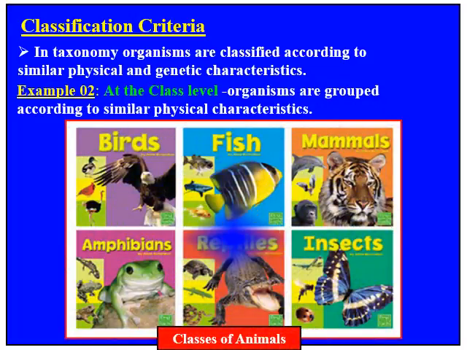So a second example is looking within that classification organization and levels. If we look at the class level, we can see how animals are grouped by their similar physical characteristics. So we have classes of animals. So we have the birds, the fish, the mammals, amphibians, reptiles, and insects. So all of our animals are broken down into these 6 categories.